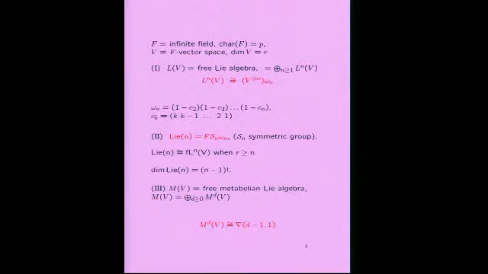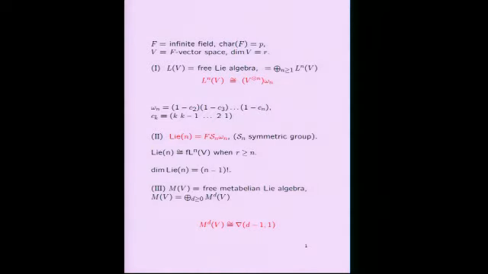Anyway, so F is an infinite field. It has prime characteristic, and you have a vector space, and then you have a free Lie algebra generated by this vector space. So maybe I should write down a little bit on the board to slow me down, basically. I'm talking about three classes of modules.